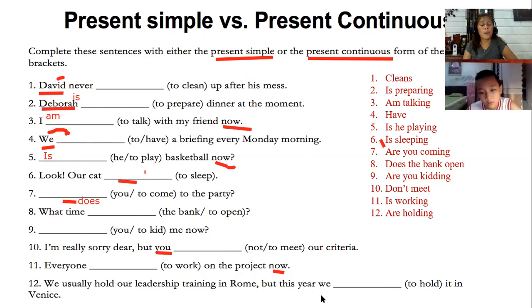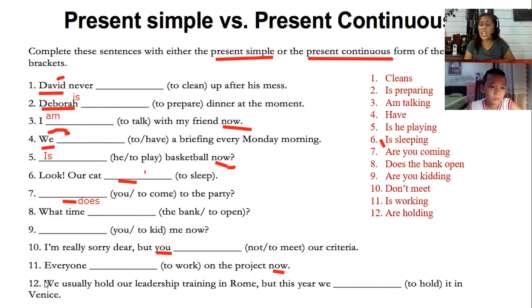We is plural or singular? Plural. Yeah, plural. Yes, plural. Don't worry, Q. We have lot of things to do with subject. This is the subject. David, Deborah, I, we, cat, and bank. Okay, you, everyone, we, those are subject.